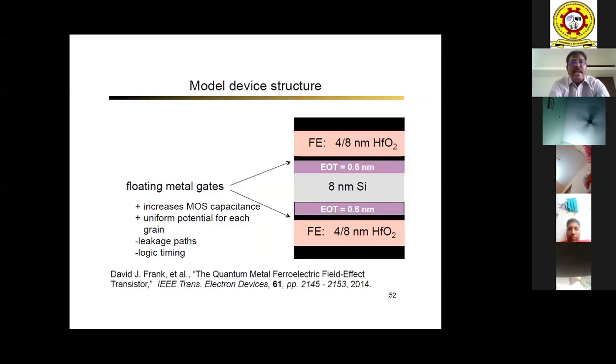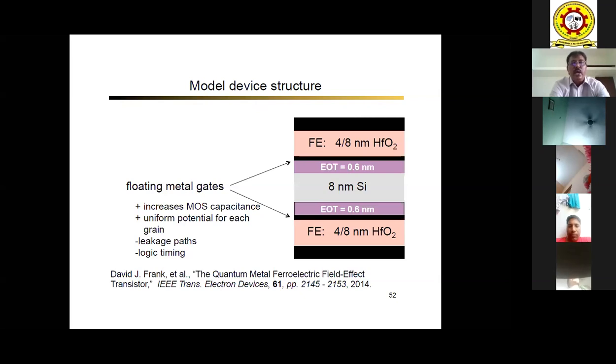And in some cases, we may have floating metal gates as well. Okay, instead of using a metal gate, we can actually improve the performance of the capacitance. When I use a metal gate, it increases mass capacitance, uniform potential for each grain, and leakage paths, logic timings are the problems. Okay, so these are the positives, and these are the negatives. So as I said, for each candidate, we have plus as well as minus.